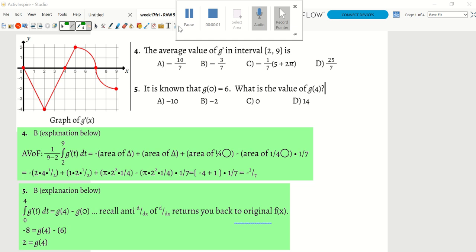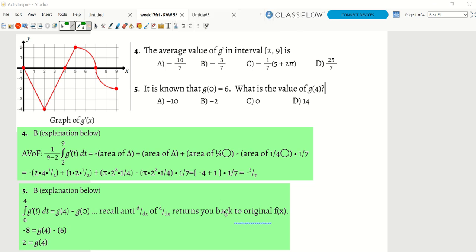All right, folks, here's a video on review 5, numbers 4, 5, 6, and 9. Number 4 is simply finding the average value. So the average value formula is taking the antiderivative from the lower to the upper bound, and then doing 1 over upper minus lower, which is that right there, okay?